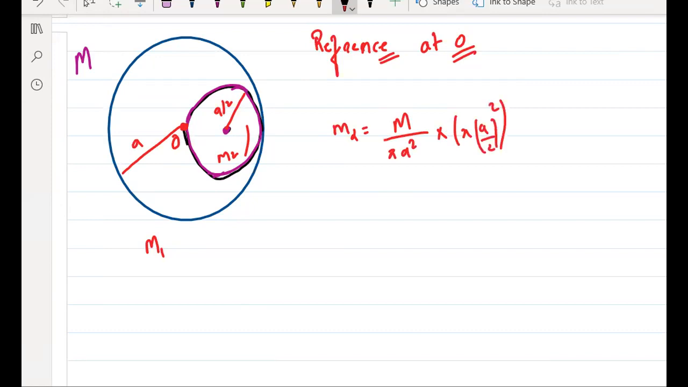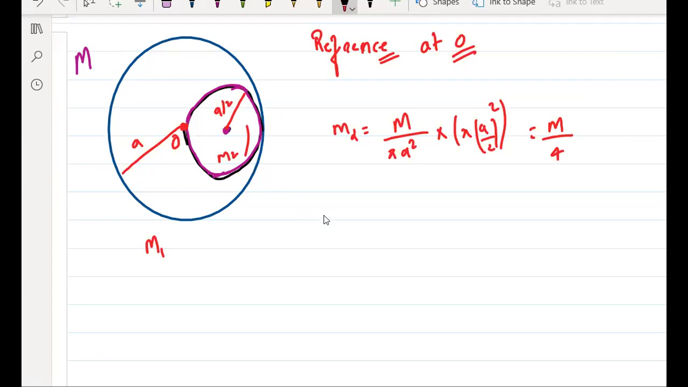Yes or no? Step by step, everyone. So I can say m2 is equal to what? Total m by 4. Anyone have any doubt in this? Raise your hand. No, right?